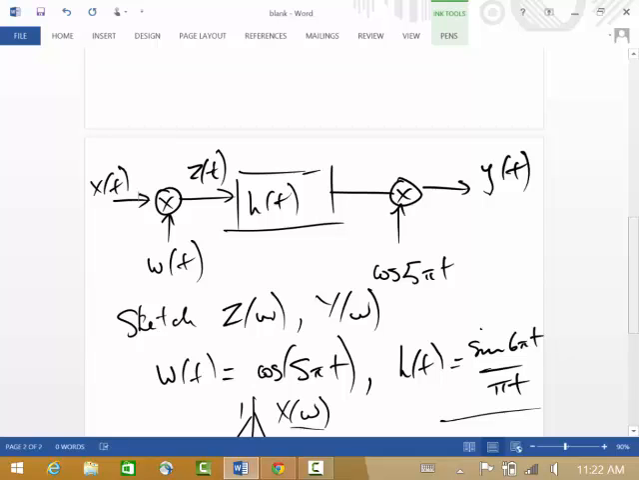So it's a sinc function. So in the frequency domain, it's a square wave, is what you're telling me, right?